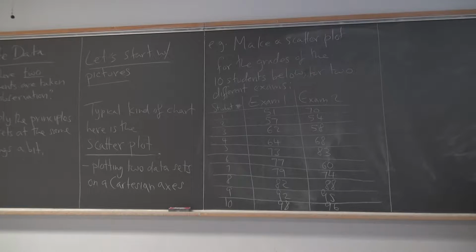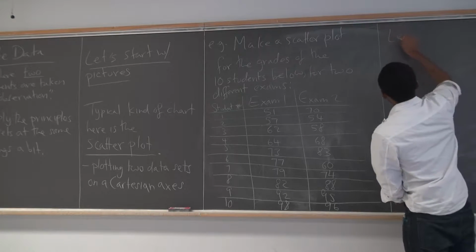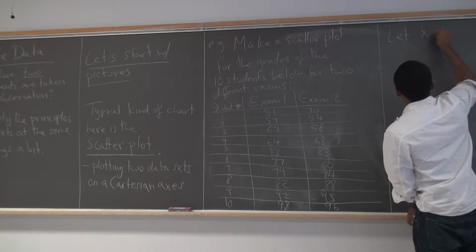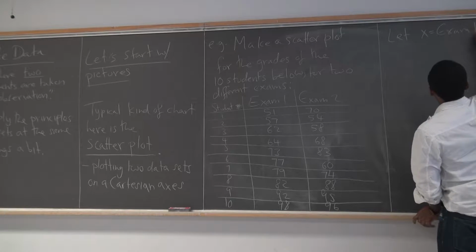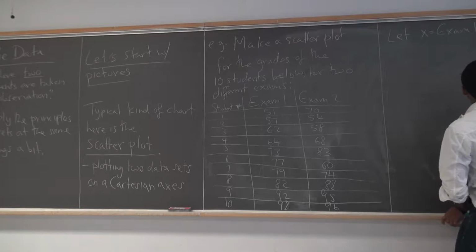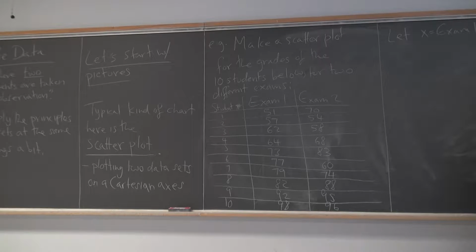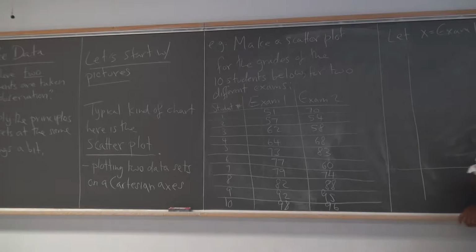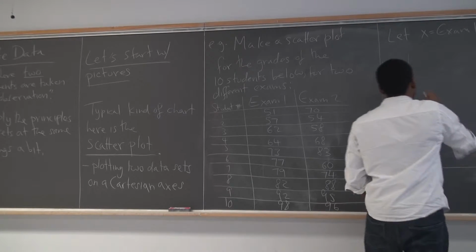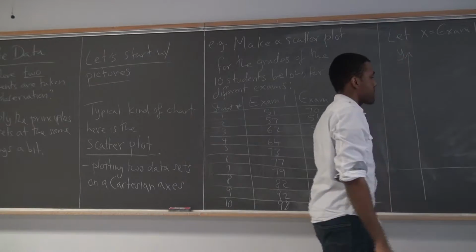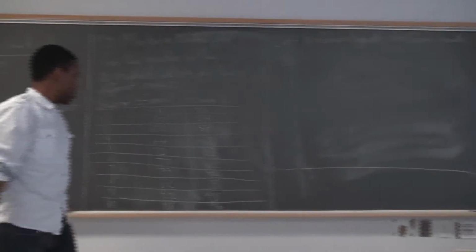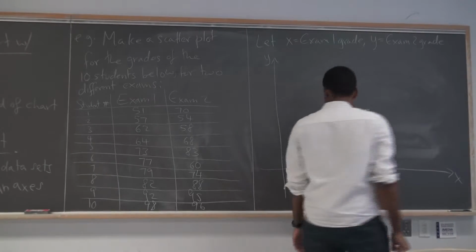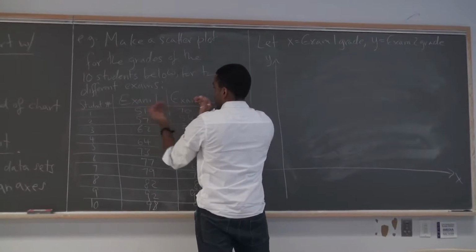So basically we're going to define our variables. Let X be the exam 1 grade, Y be the exam 2 grade, and we are going to plot a picture called a scatter plot. So I'm going to plot the X versus the Y. And you plot it how you think you plot it. Think of these as a coordinate. This is the X coordinate versus the Y coordinate.